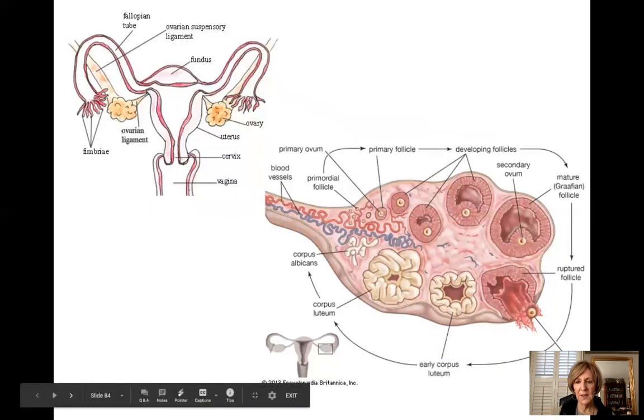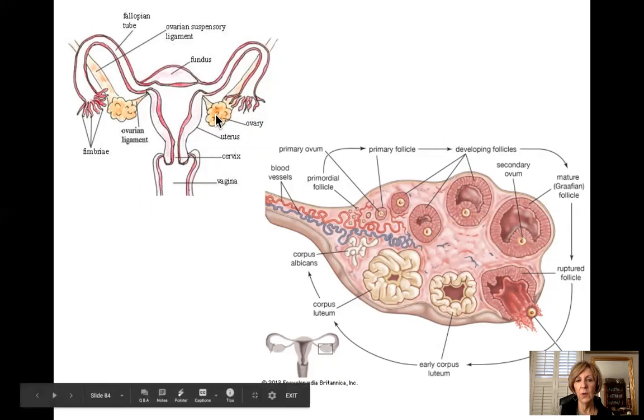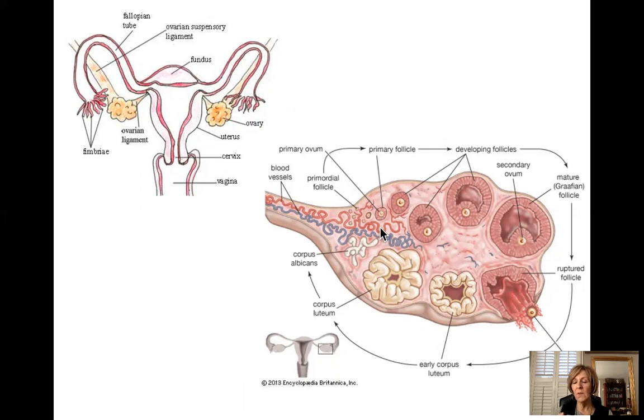In a female, it's very, very different. The female gonad is the ovary, right? Inside the ovary, we have these little follicles. Follicles are kind of nurturing cells that produce support for the primary ovum.